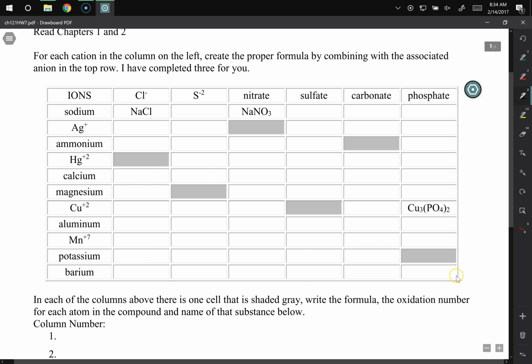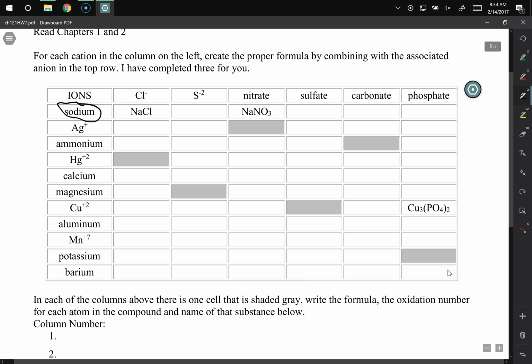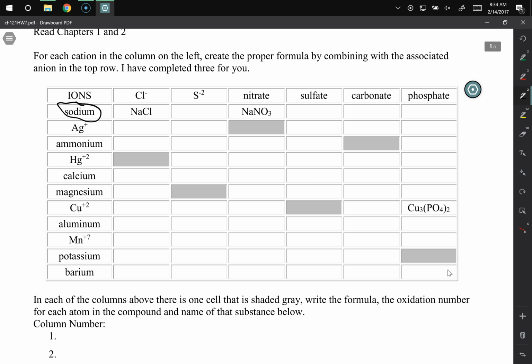Okay, so let's go with this row, the first row. I put together the first molecule for you, the sodium chloride. Why is the formula just NaCl? Because when I look at this Na, or this sodium, I need to find it on the periodic table. Where is it?